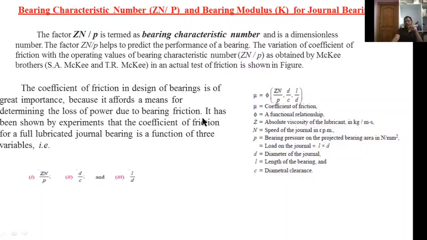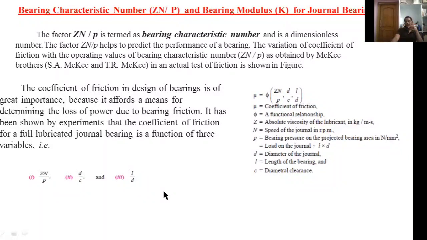It has been shown by experiments that the coefficient of friction for a fully lubricated journal bearing is a function of three variables: ZN by P, that is the bearing characteristic number, d by c, the diameter clearance ratio, and L by d, the ratio of the length of the bearing to the diameter of the shaft. So these three parameters are very important for problems.